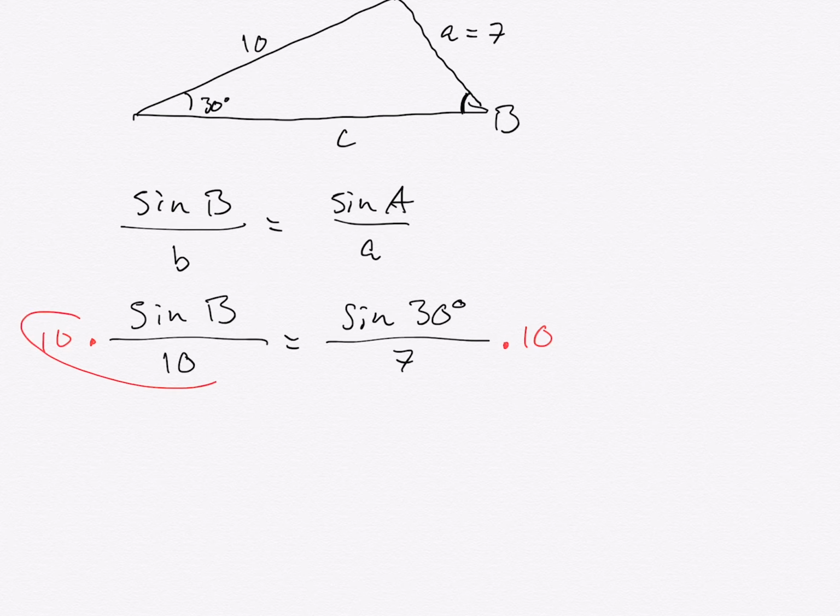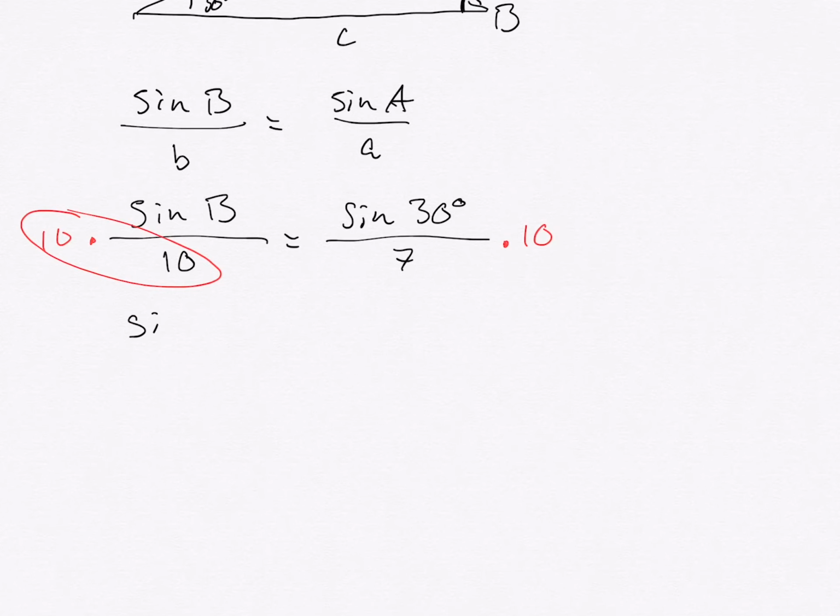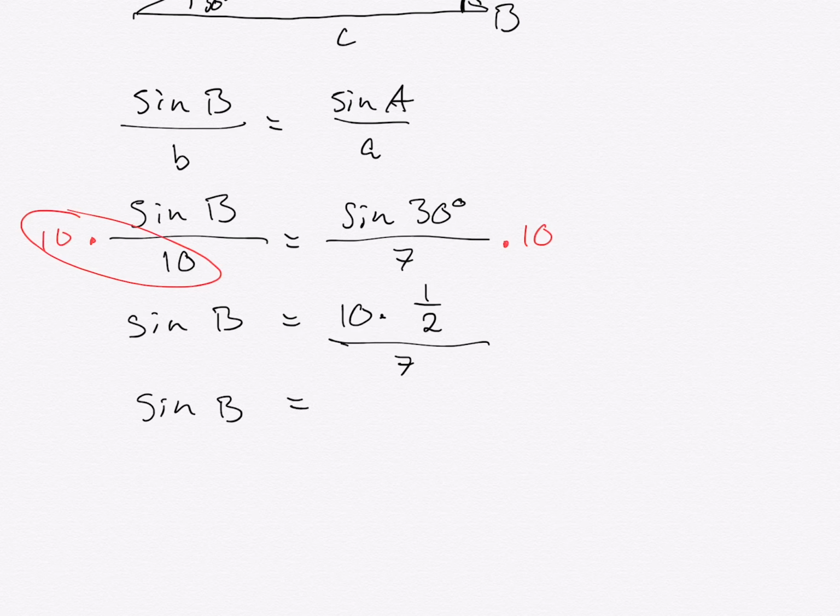That allows me to cancel out my 10s over here. Now the sine of B is equal to 10 times the sine of 30 degrees divided by 7. Let's go ahead and evaluate that. Sine of 30, we already mentioned, is equal to 1/2. We're dividing that by 7. And now we have that the sine of B is equal to 5/7.